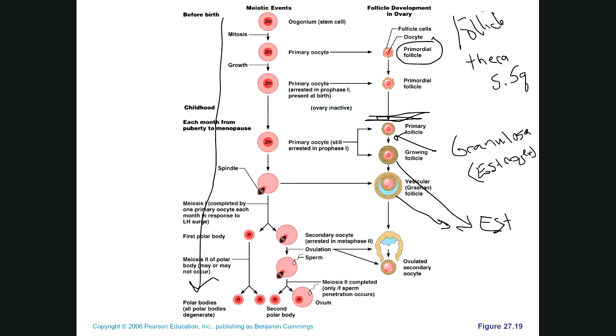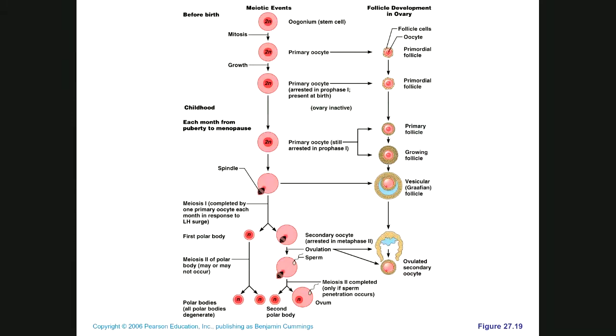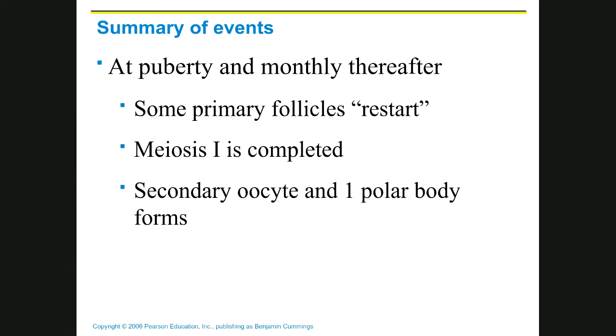Eventually, it's going to rupture. And remember, this becomes corpus luteum. And the corpus luteum can also make estrogen. But in addition to estrogen, the corpus luteum makes another hormone, progesterone. And we're going to see that in a little bit. Any questions?